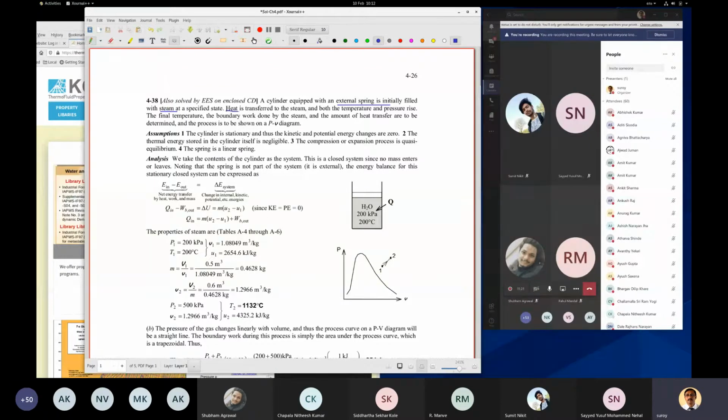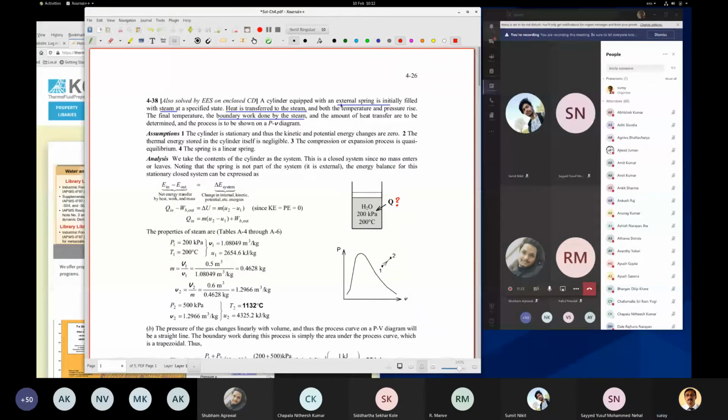So heat is transferred to the steam, right? And there is boundary work. The amount of heat transfer is to be determined. So we have to determine what this Q is, right? This has to be determined. So there is work being done. How is work being done? There is an external spring, right?